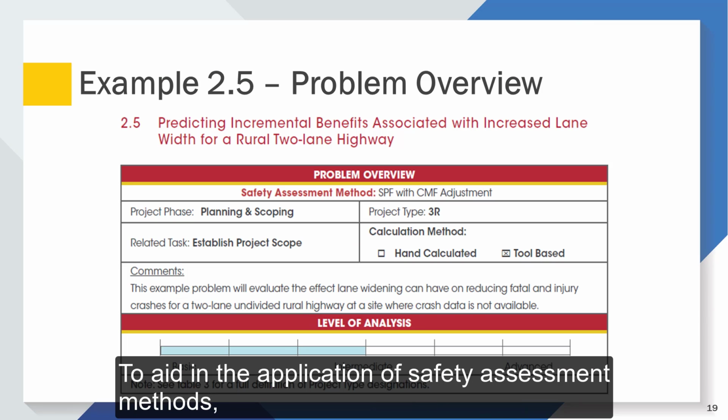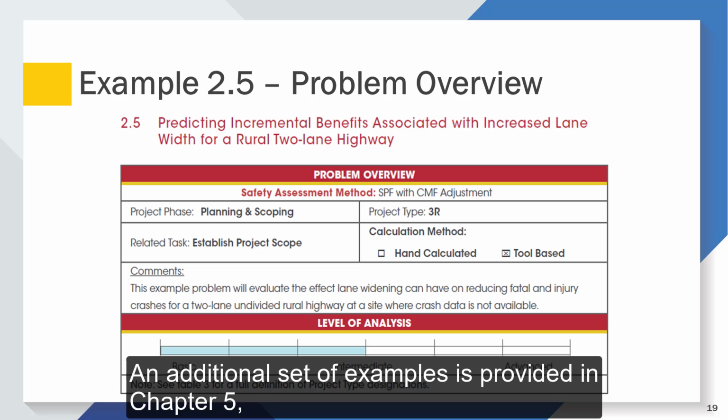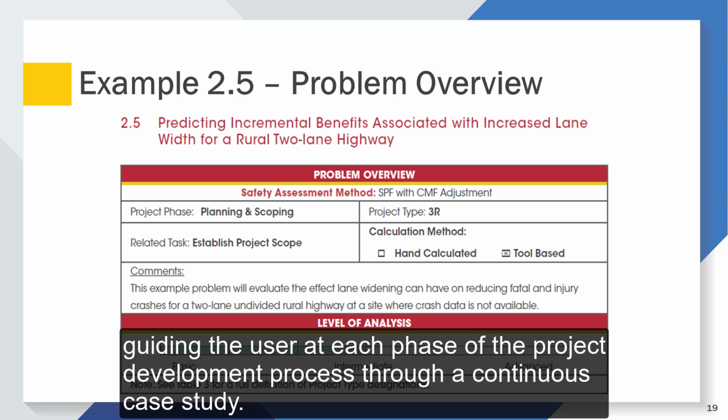To aid in the application of safety assessment methods, Chapters 2 through 4 each provide a set of examples that address a variety of project settings. An additional set of examples is provided in Chapter 5, guiding the user at each phase of the project development process through a continuous case study.